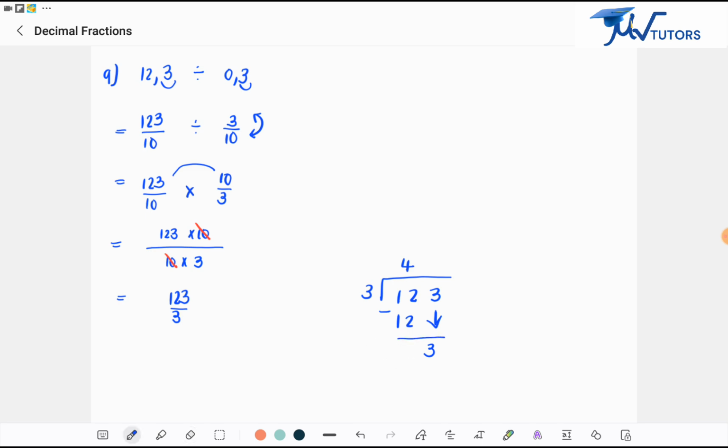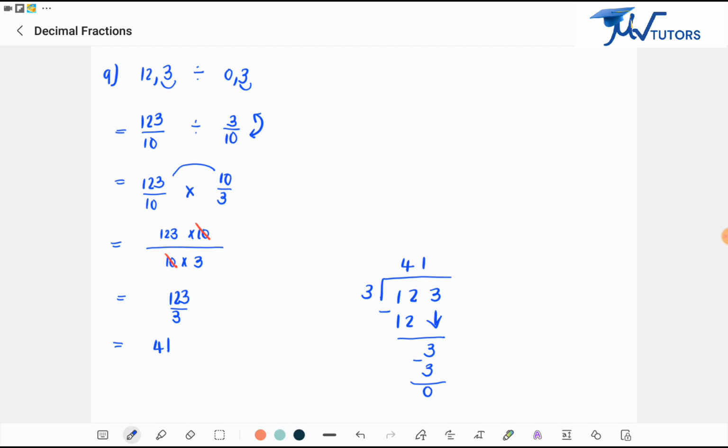So now what is 3 divided by 3? That is basically 1, and 1 times 3 is 3. So if we subtract, we are left with 0 and we are done. Okay, so basically 123 divided by 3, that is just simply 41. And that's your answer. 12,3 divided by 0,3 is 41.